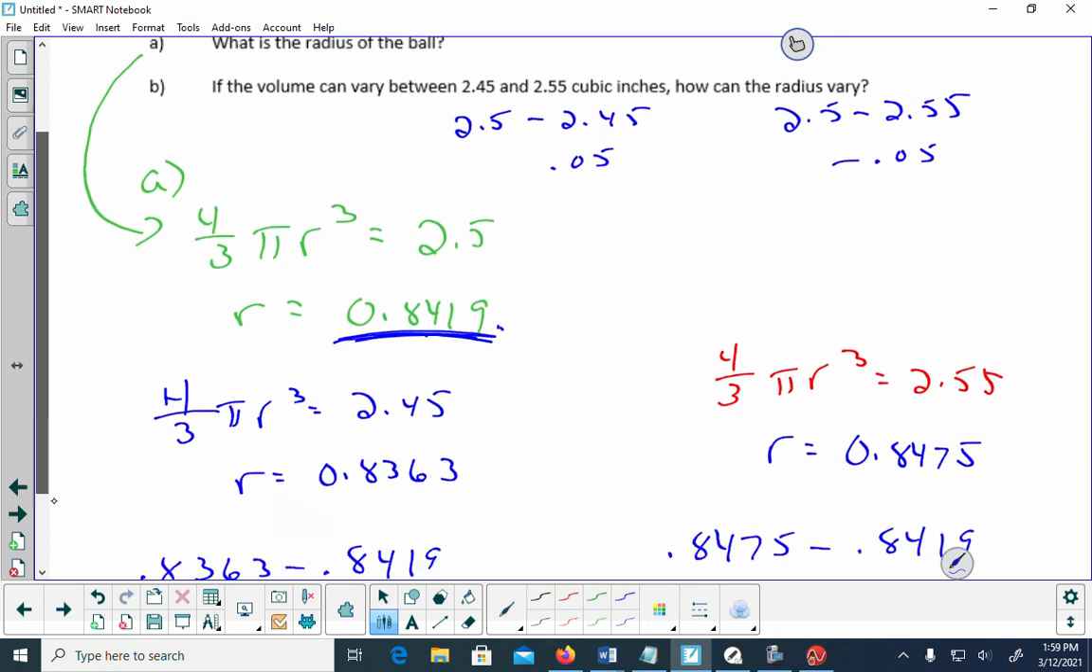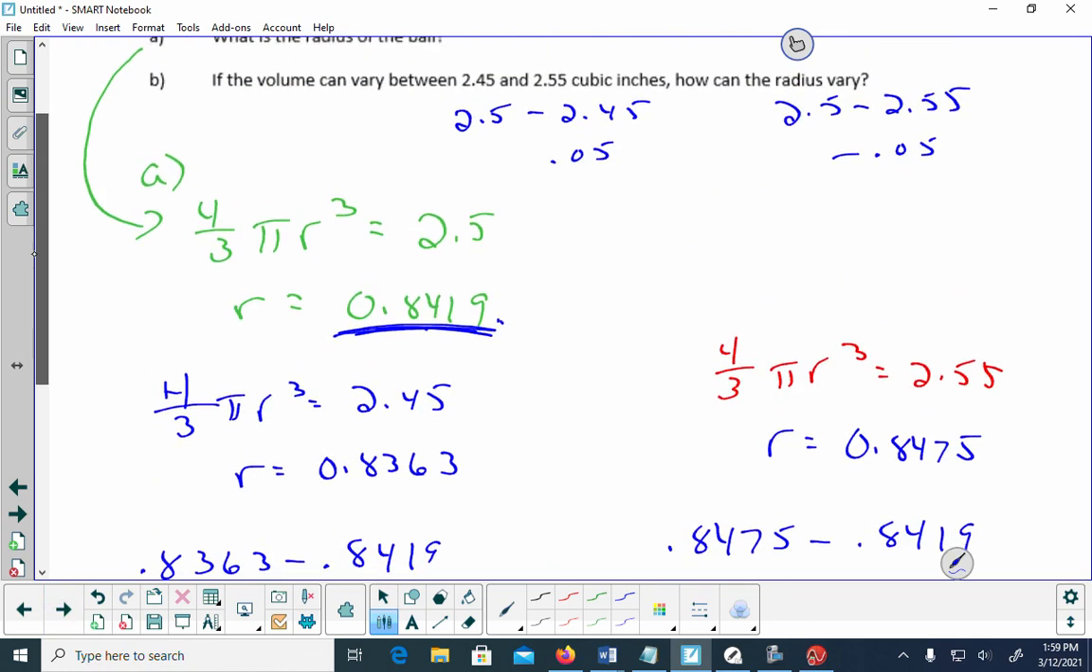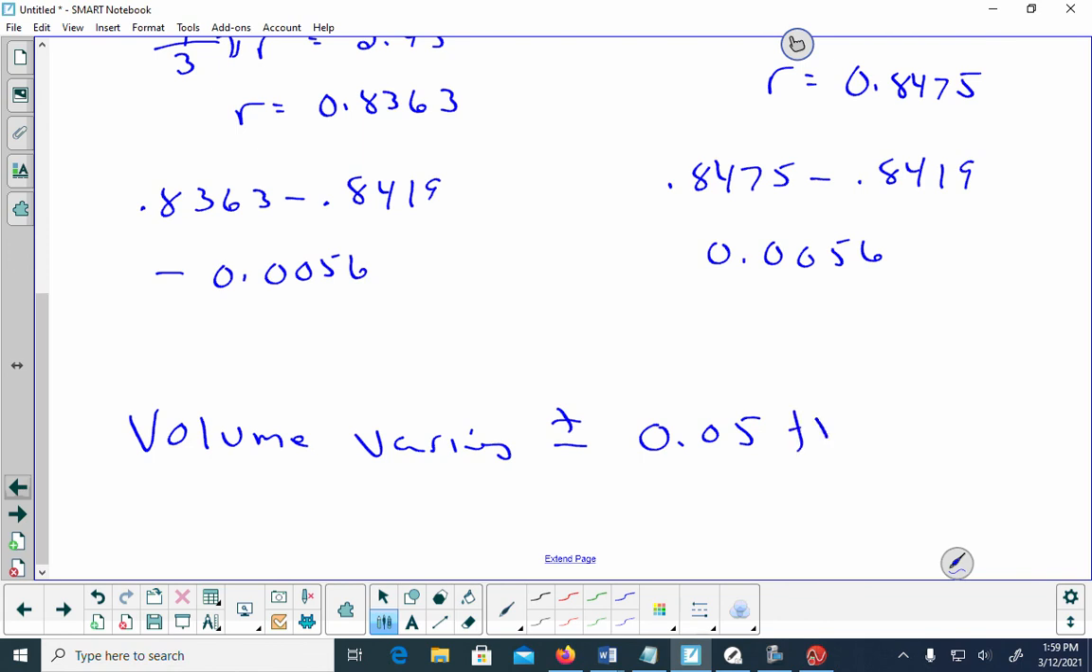So in words, if my volume varies by plus or minus 0.05, because that's what I got up there, then my radius, or I should say the radius, I didn't, so we'll live with it. The radius can vary by plus or minus 0.